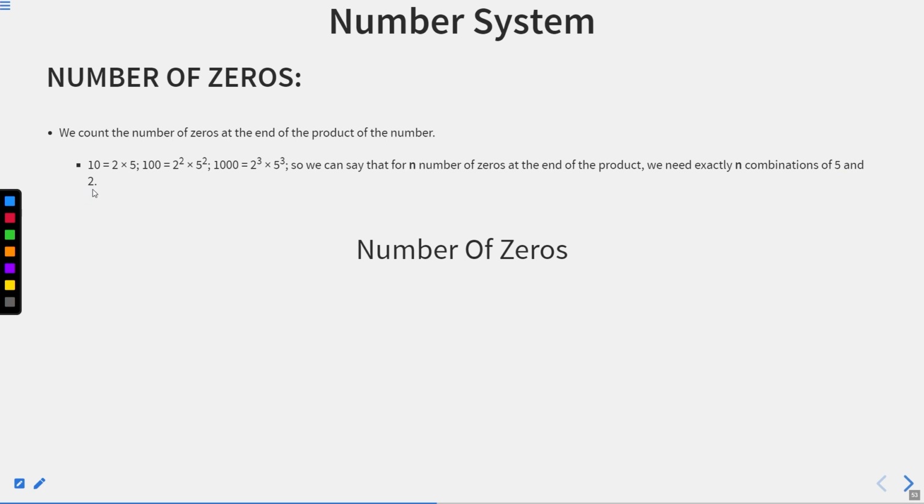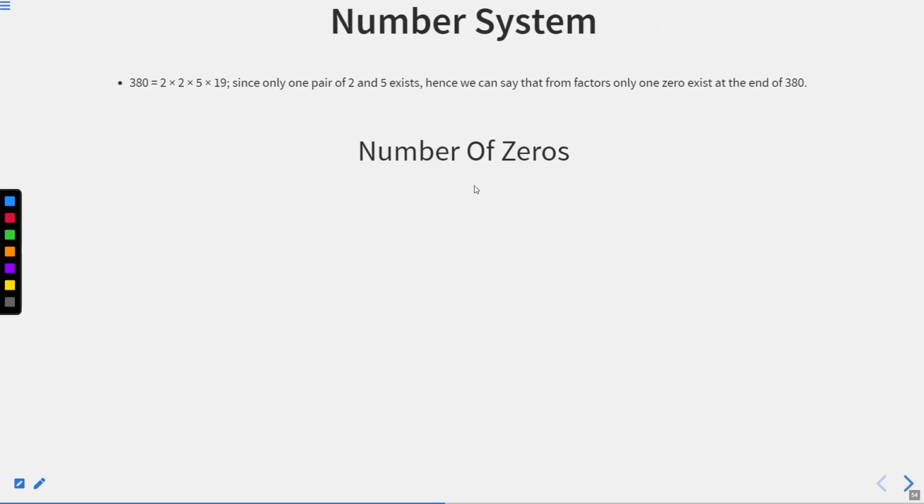So for any given number, if you can make pairs of 2 into 5 with the same power, like for 1000 it's 2 cube, 5 cube. It may not be written exactly like this, but if some part of it is written like this, 2 into 5 to the power something, then the number of pairs of 5 and 2 you have will be exactly the number of zeros in that given number.